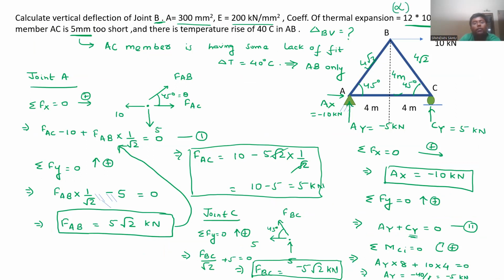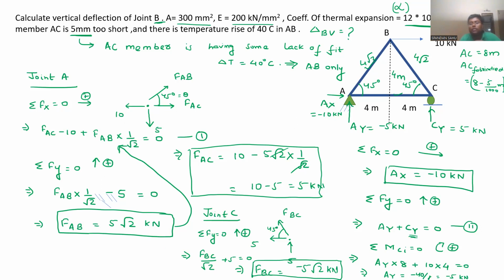Now, let us check the coefficient of thermal expansion, which is denoted by alpha, is 12 into 10 power minus 6. And the member AC is too short. Too short means, suppose here the length of AC member is 8 meter. So now the AC member, when it got fabricated, the length was 8 minus 5 by 1000 meter.